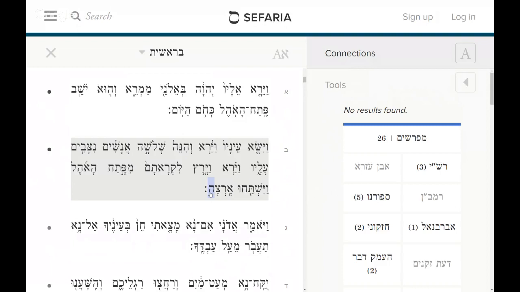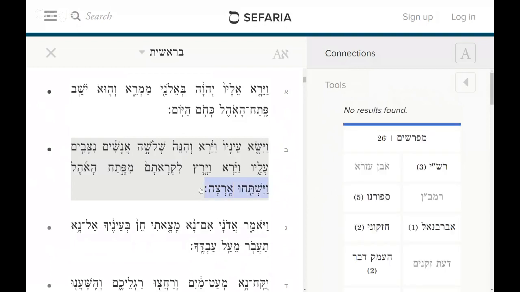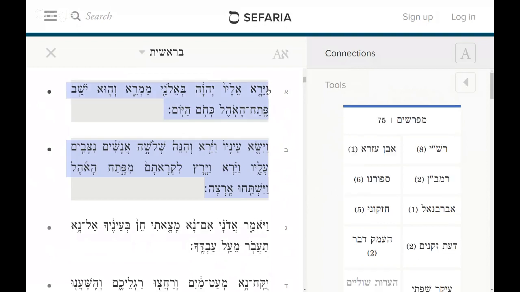So if we want to say bayit is a house, so habayit is the house or home. Habaita ends up meaning homeward or to home, and so eretz means the land. Artza means to the ground. So, and he bowed down to the ground, in the direction of the ground. So there you go. We managed to go through that one rather quickly. Hopefully it was helpful. And so that's the beginning of Parashat Vayera.